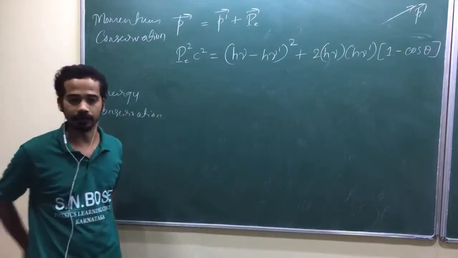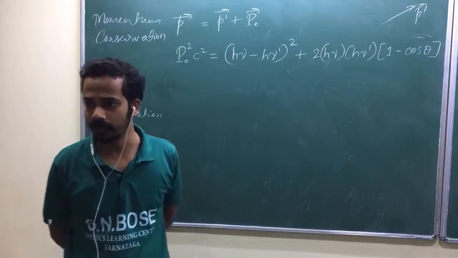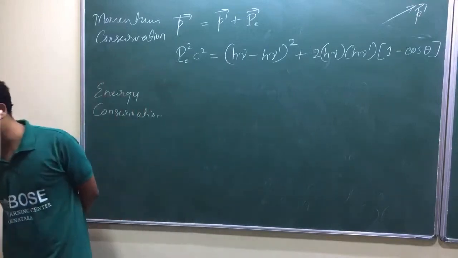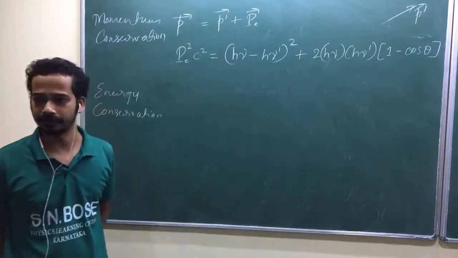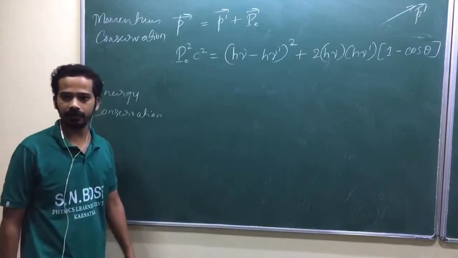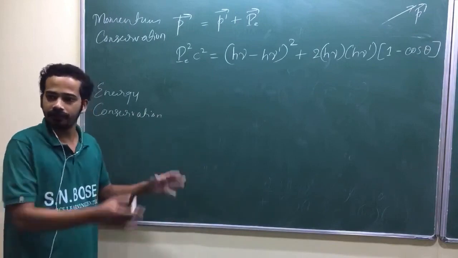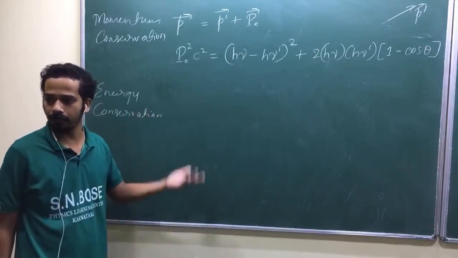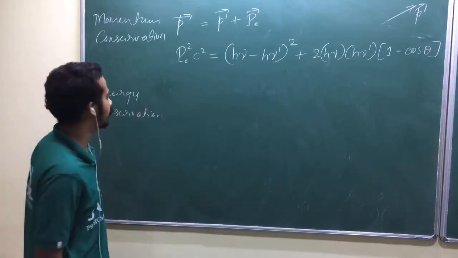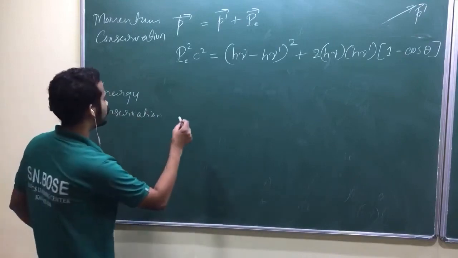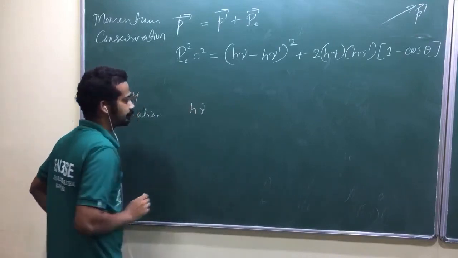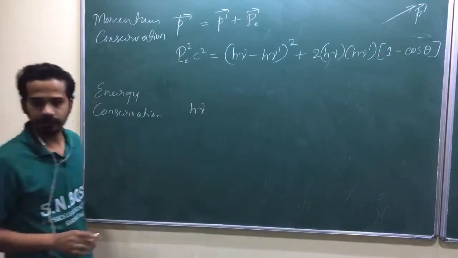Yeah, we better quote it like this. In particle physics, we quote it like that: relativistic momentum conservation and relativistic energy conservation. And this is also a particle-particle interaction only. If you take the incident one as a photon already, then it's a particle-particle interaction. So now energy conservation: the incident energy is h nu, the incident photon.